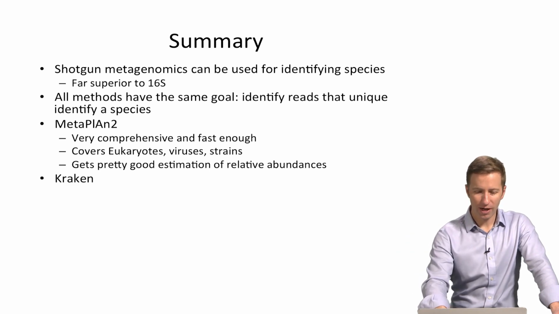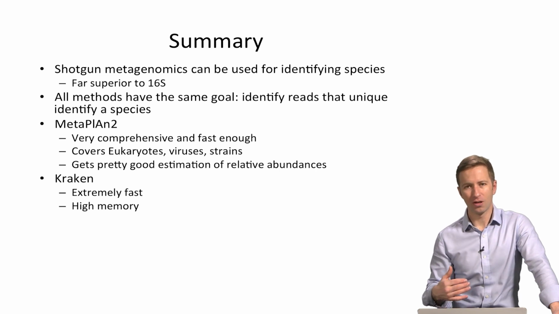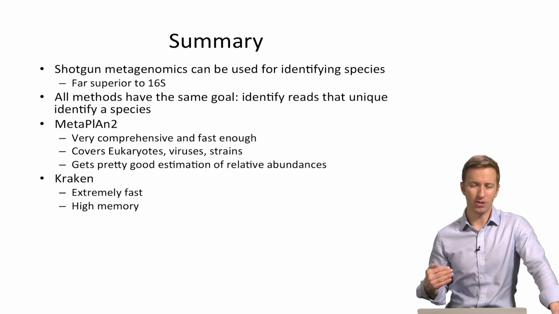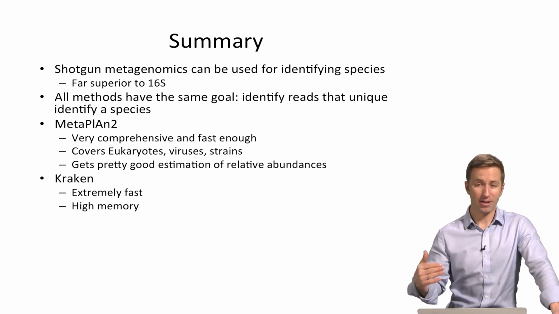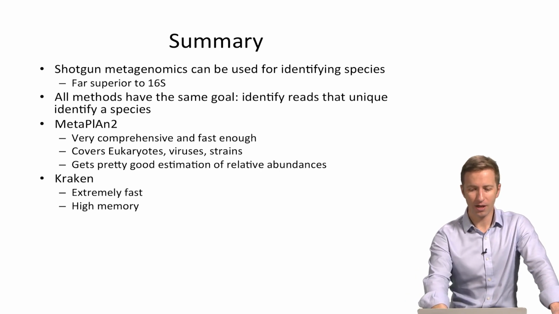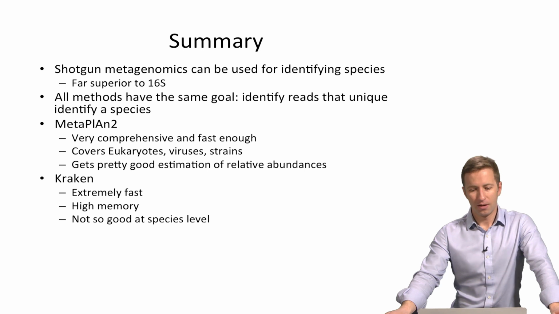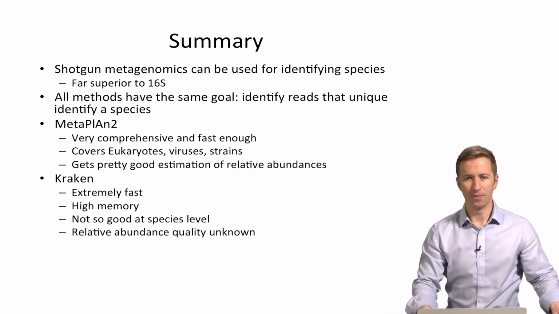Kraken is extremely fast. If you can use the high memory version, it's able to use all of the input reads that could possibly uniquely identify something. So if you have shallow data, it might be good for that. It doesn't seem to be so good at species level, and the relative abundance quality is unknown.